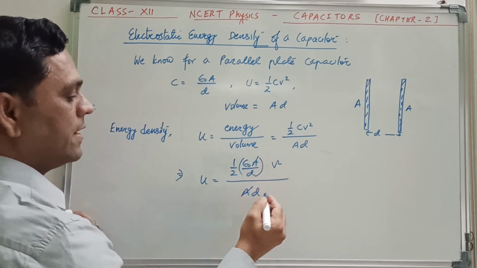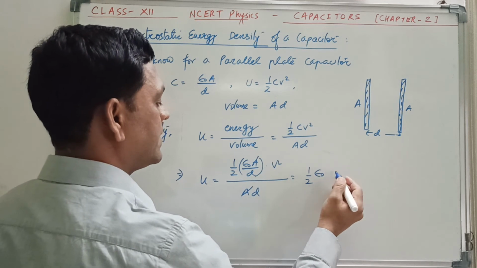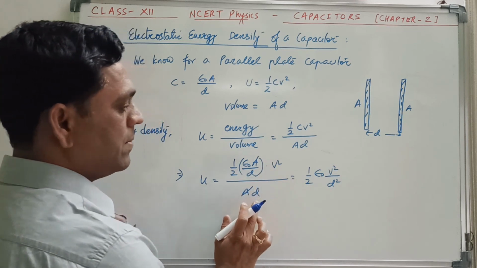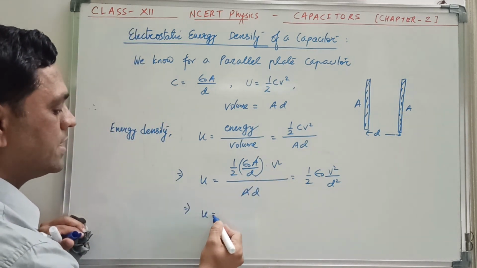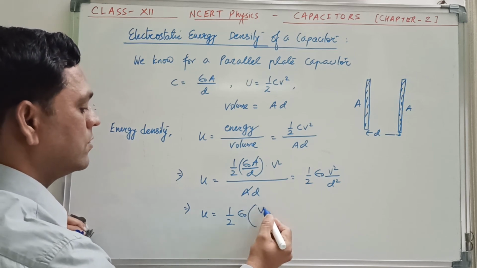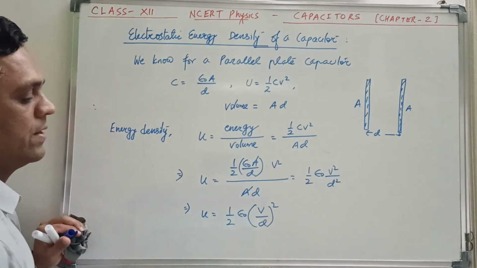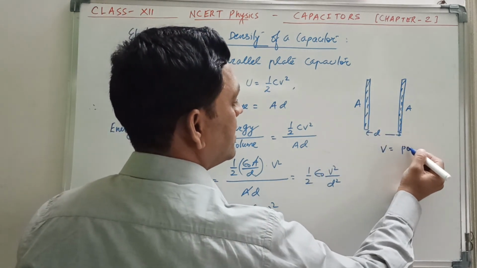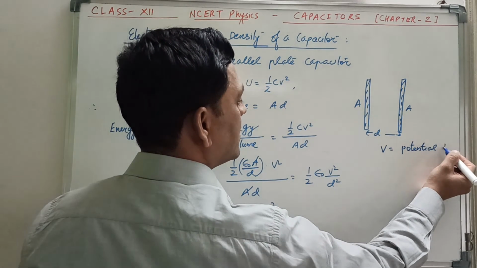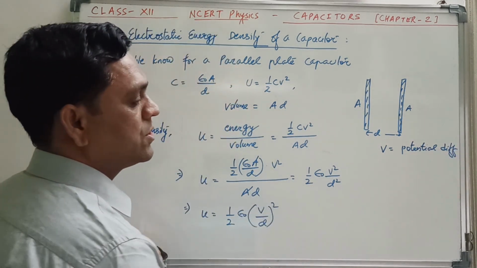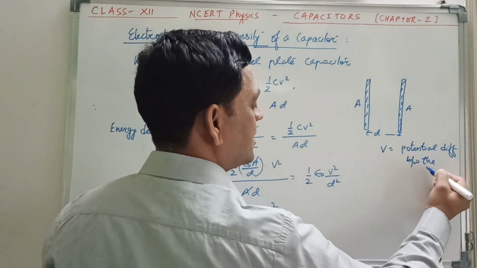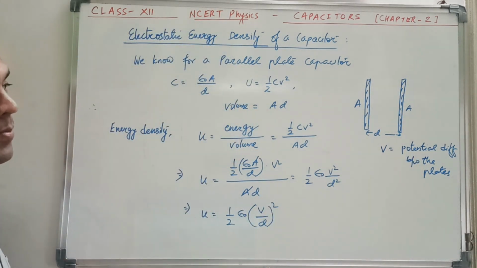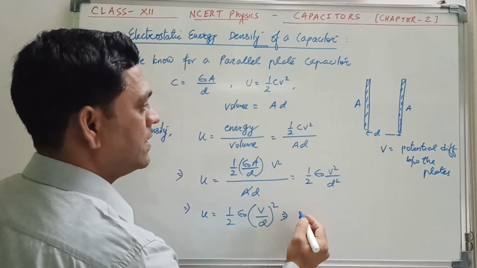So A will cancel, and we get half of epsilon 0 V square upon D square, since D into D becomes D square. So I write it as half epsilon 0 into V upon D whole square. And V is the potential difference between the two plates. So this V upon D, potential difference upon separation, becomes the electric field between the plates of the capacitor.